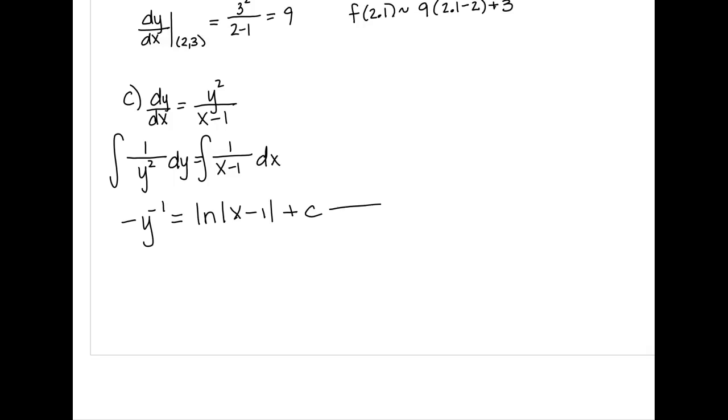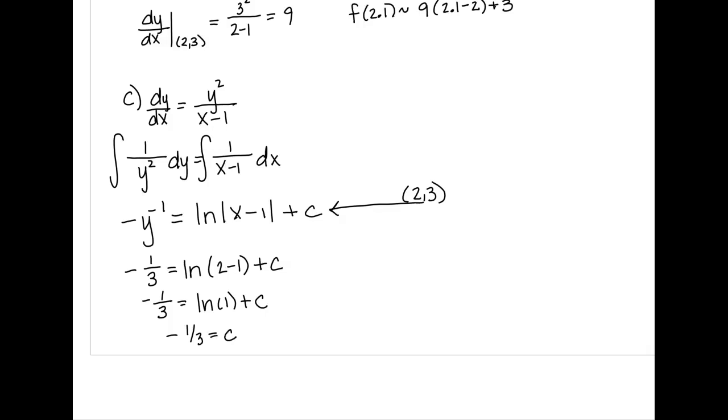You guys know I'm a big fan of plugging in my initial condition as soon as I can, so I don't have that plus c running around making me crazy. So I have negative 3 to the negative 1. What's 3 to the negative 1? It's 1/3. Natural log of 2 minus 1. I'm not going to put absolute value bars anymore because 2 minus 1 is positive, right? And so I have negative 1/3 equals natural log of 1 plus c. What's natural log of 1? 0. That's right.